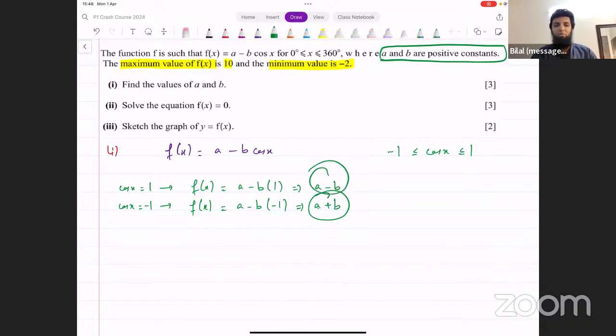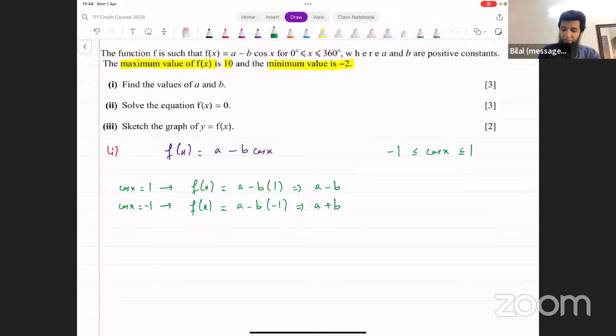If you're subtracting two numbers and they're both positive, and on the other hand you're adding two numbers, when you add the numbers, the result is going to be bigger. So a plus b, therefore, is the maximum value, which is equal to 10. The question says that. A minus b is going to be the minimum value, which is equal to minus 2.